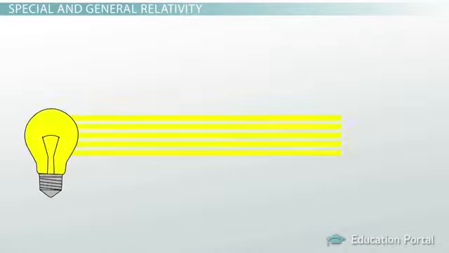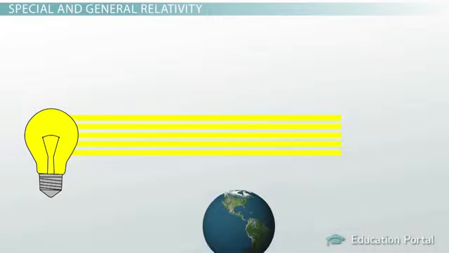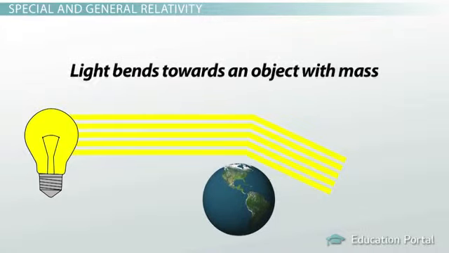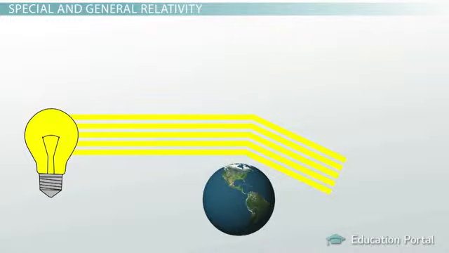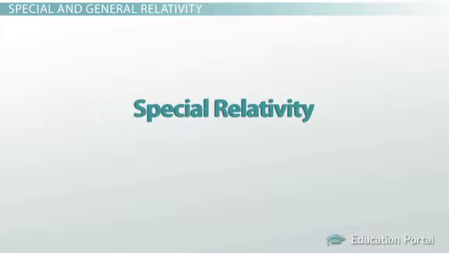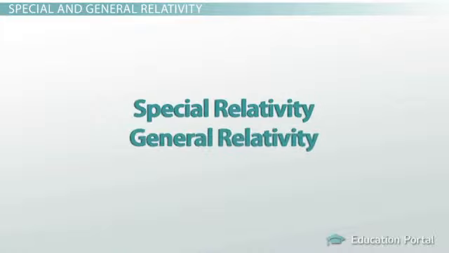Now, light is no exception to the laws of physics, and Einstein knew this. He knew that light was affected by the force of gravity, that is, light bends towards an object with mass. As light changes its direction, it changes its velocity, or simply put, light accelerates. Therefore, it was necessary to distinguish between what we call special relativity and general relativity.